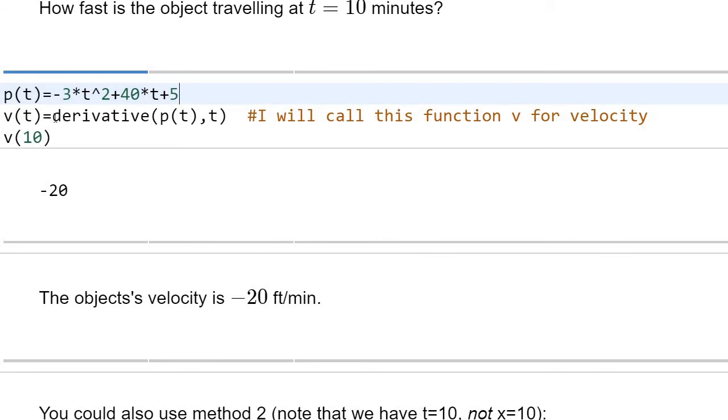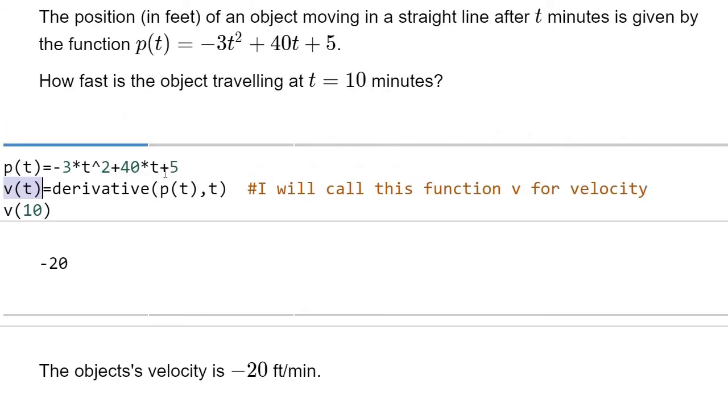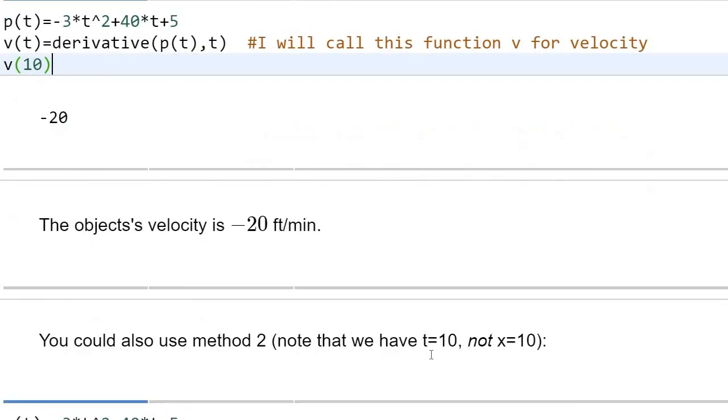The velocity is the derivative of p, so here's the derivative of p. I'm going to call that v of t because v for velocity, though you can call it whatever you want. The question asked me for the velocity at 10 minutes, so I'm going to plug in 10 to the velocity function. And Sage tells me the answer is negative 20, so the object's velocity is negative 20 feet per minute.